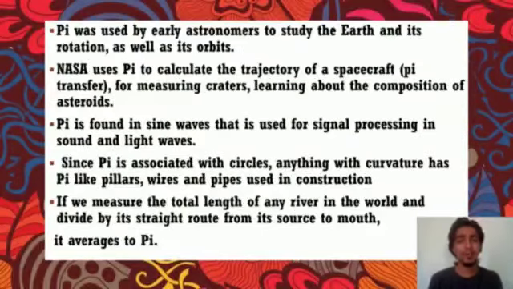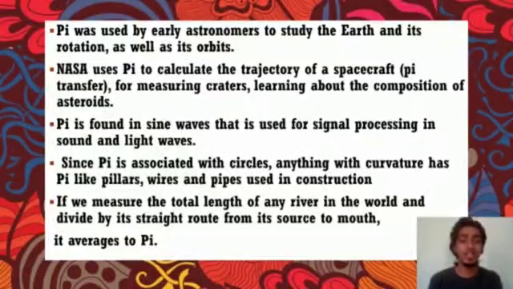Pi was early used by astronomers to study the Earth, its rotation, and its orbit. It was calculated in RPM, rotation per minute or revolution per minute, by physicists. It had a unit of 2 pi radians. NASA uses pi to calculate the trajectory of a spacecraft. Pi transfer is a method to find the trajectory of a spacecraft, for measuring craters, and learning about the composition of asteroids, to learn more about planetary objects.